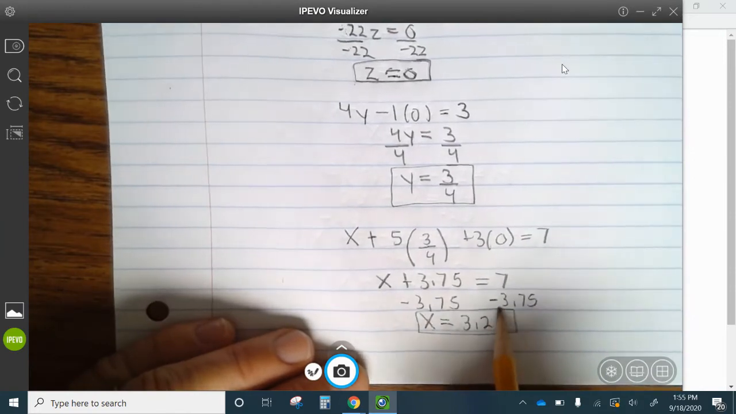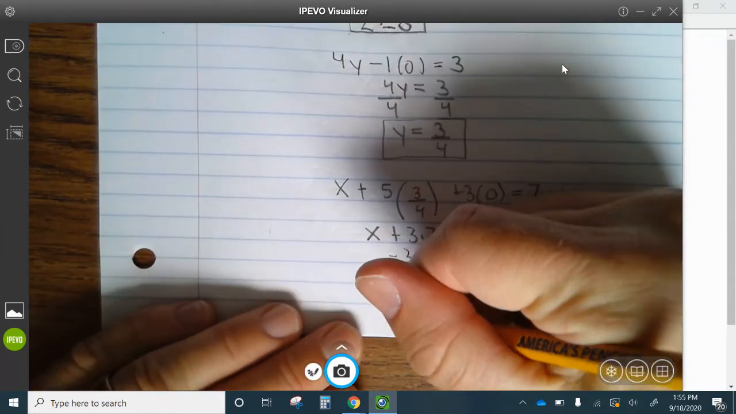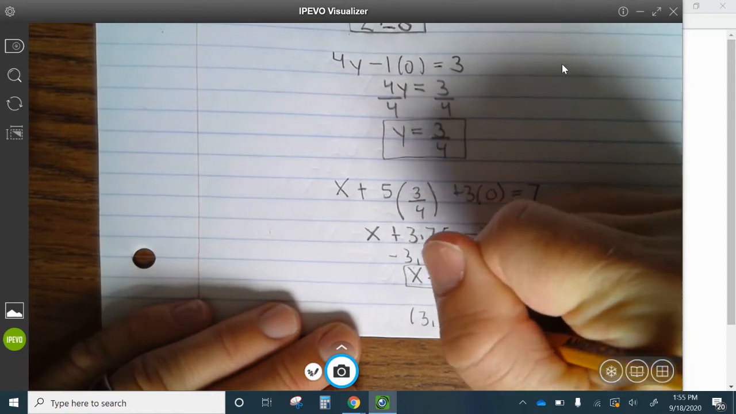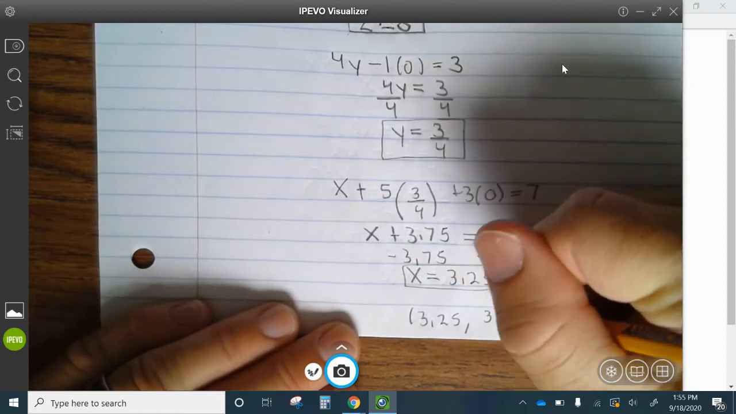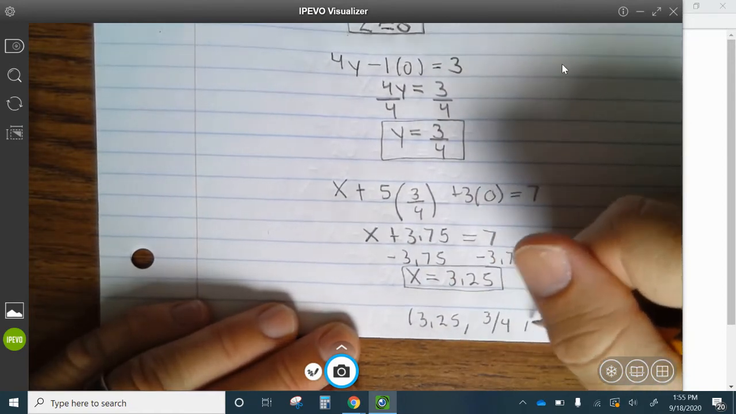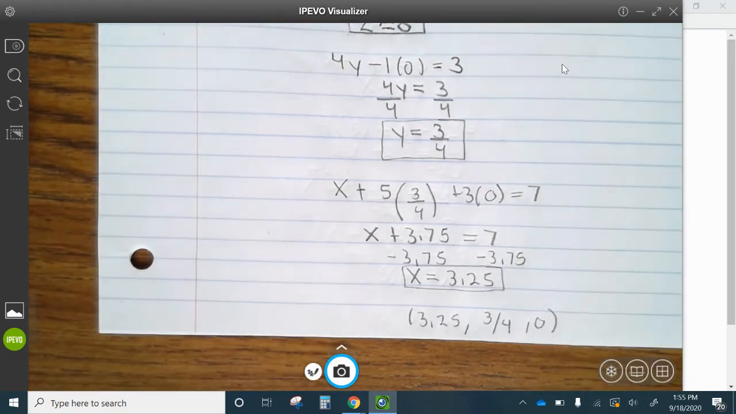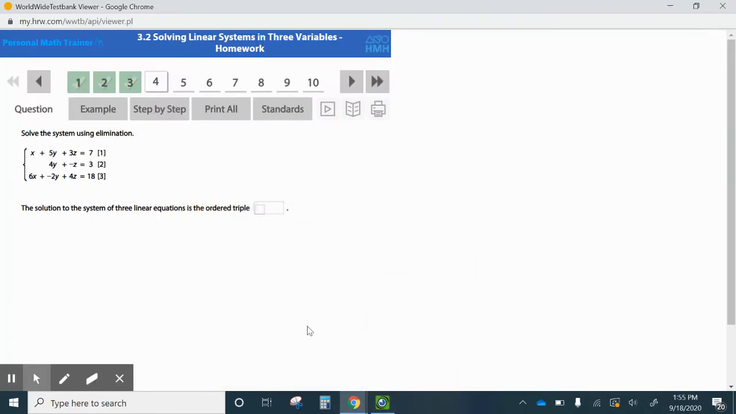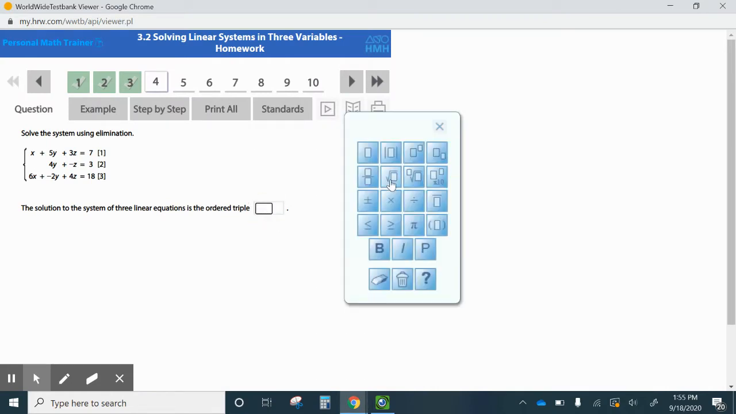And I'm going to see if they'll let us put in the decimal for each. So 3.25 comma 3/4 is 0.75 comma 0. Correct. All right, now let's look at question number 5.